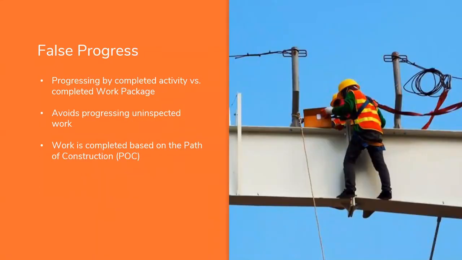False progress. What we're used to in traditional construction is progressing based on items. How many tons of steel did we put in? How many valves did we install? So we're looking at activities, but with advanced work packaging, we're actually looking at completed work packages. And this is important because when you have a number of activities that need to be completed in a package, and any of those activities aren't completed, you're not done.